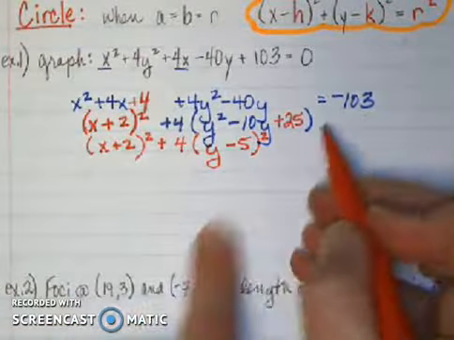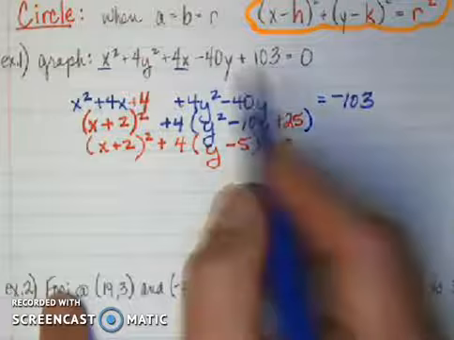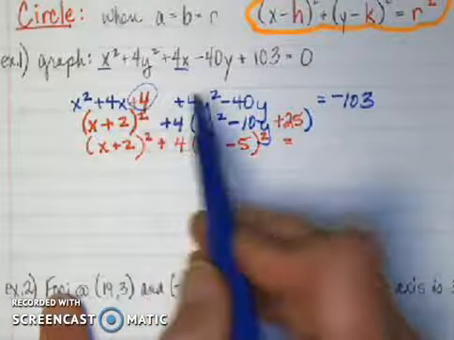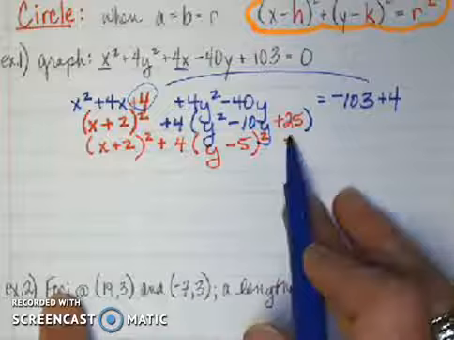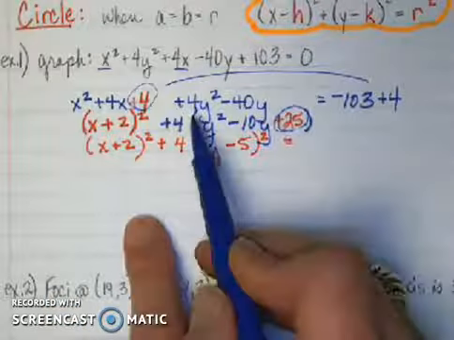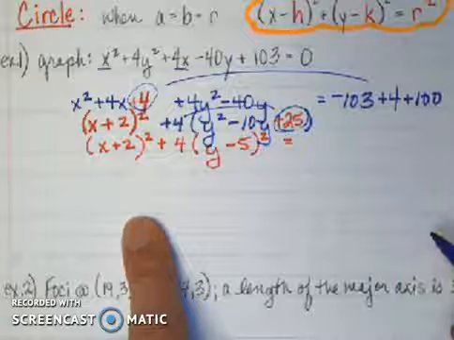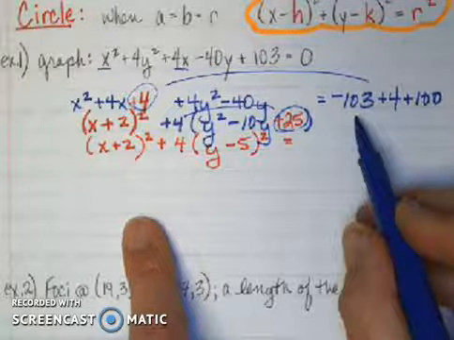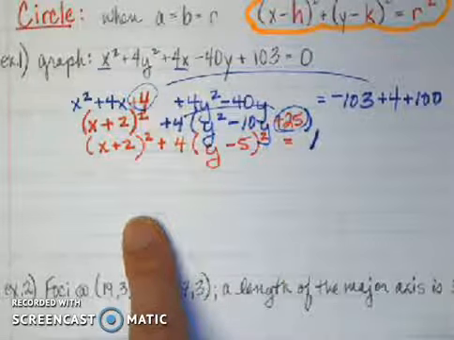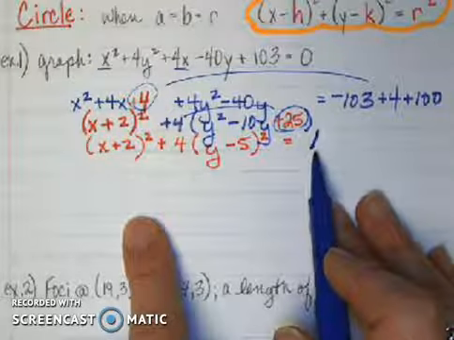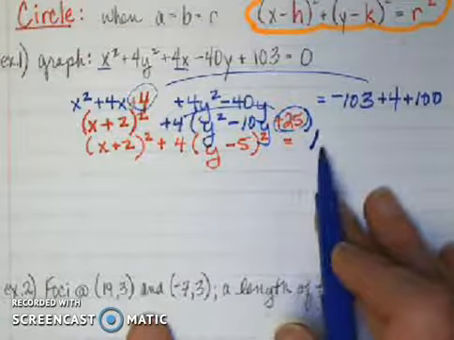Now we need to figure out what's happening on the other side, because it's not just 103 anymore, right? Here, we added 4 to make this work. So I need to add 4 over here to balance the equation. Here, I didn't just add 25, I added 100. So I need to add 100 on the right side as well. Then I can get this sum. Negative 103 plus 4 plus 100 equals 1. Should come out to a nice number. Now if I did not have a 1 here, if I had a 9, I would have to divide everything by 9 to get a 1 with this equation. But I already have the 1.